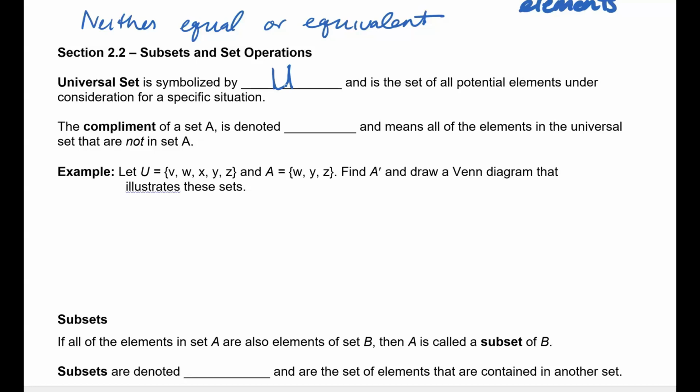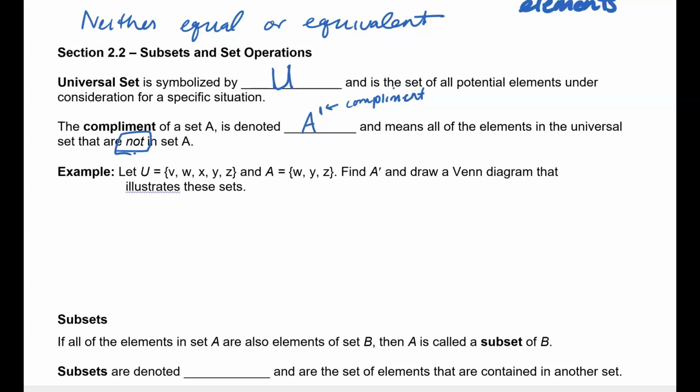The complement of A is denoted by A and then an apostrophe. So the apostrophe, that's what tells you that we're looking at the complement. And it means all the elements in the universal set that are not in set A. So let's do an example.